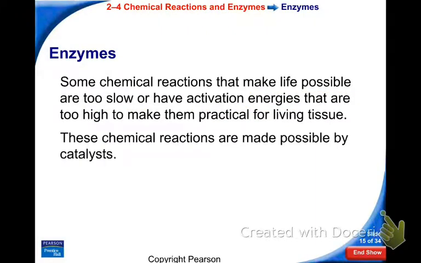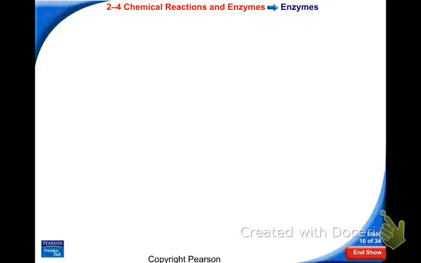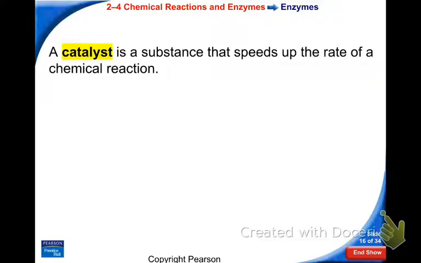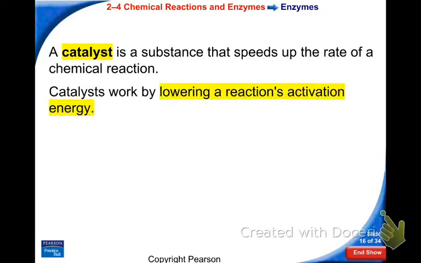These enzymes, we refer to them as catalysts. So what is a catalyst? A catalyst is a substance that speeds up the rate of a chemical reaction. It makes the chemical reactions happen more quickly because they lower the activation energy, the amount of energy that is required to make the chemical reaction occur. So they're catalysts. They speed up chemical reactions by making it easier for them to occur.